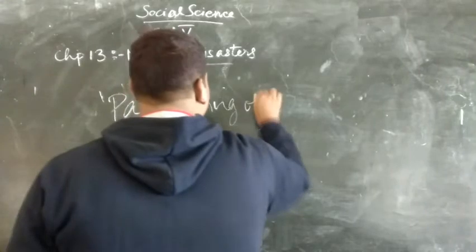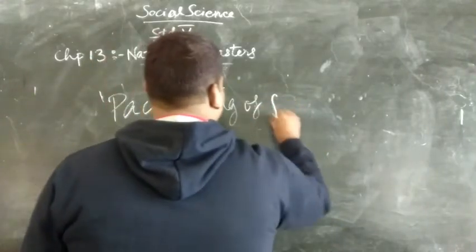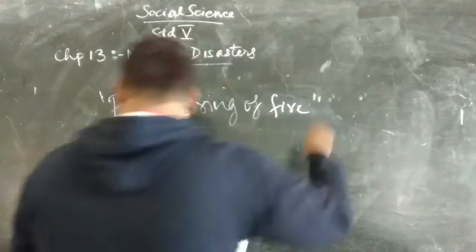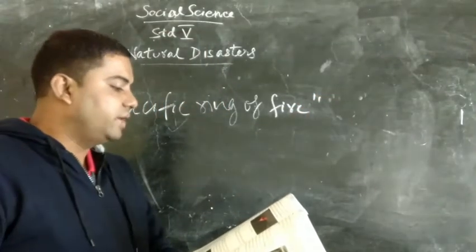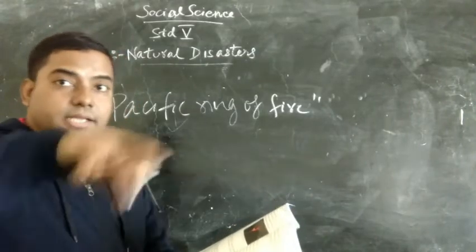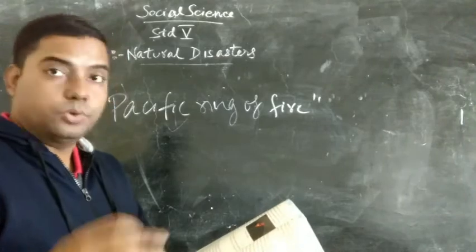So this is a very important question. Why is the Pacific Ocean also known as the Pacific Ring of Fire? It's because it has a large ring of volcanic islands which are actually located in the mouth of volcanoes underwater.